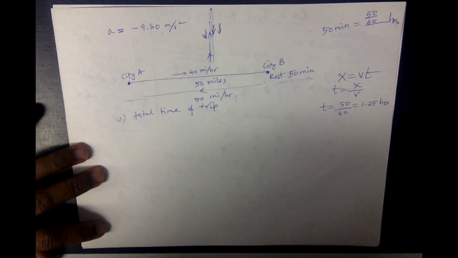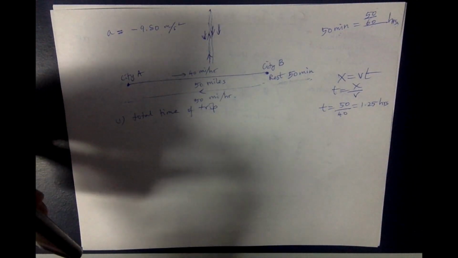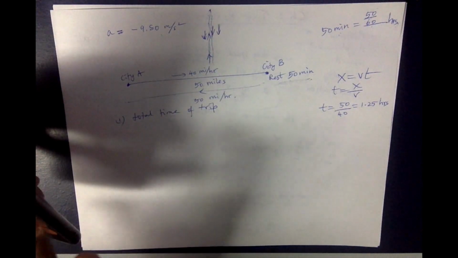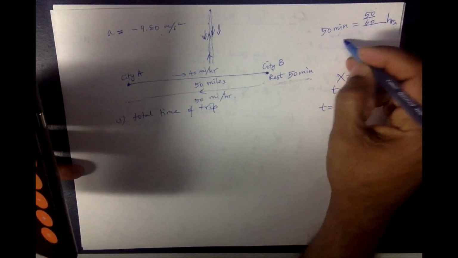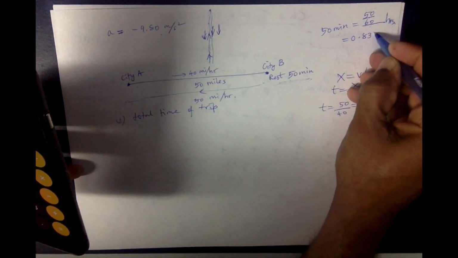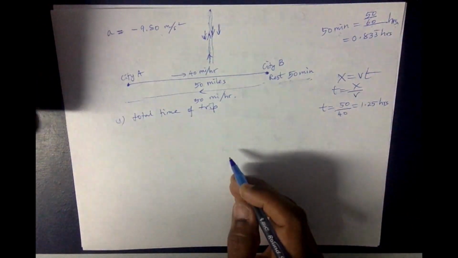You can actually find out how much it is in decimals and then work on it. So 50 divided by 60 is going to be 0.833 hours repeated. Okay.